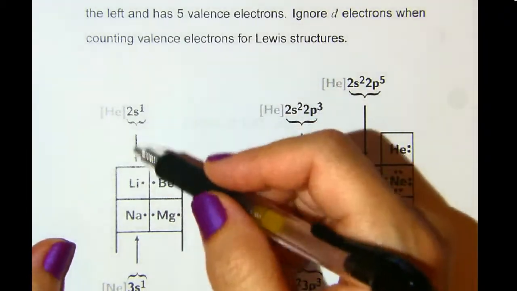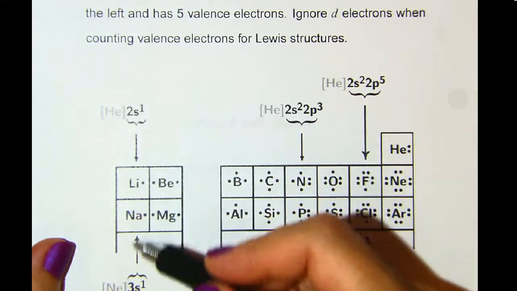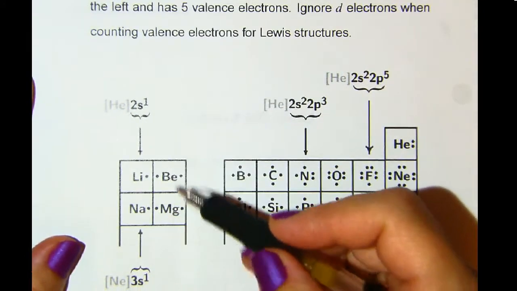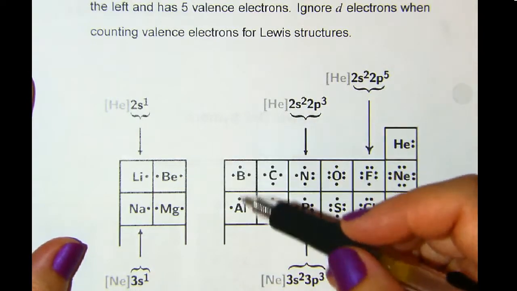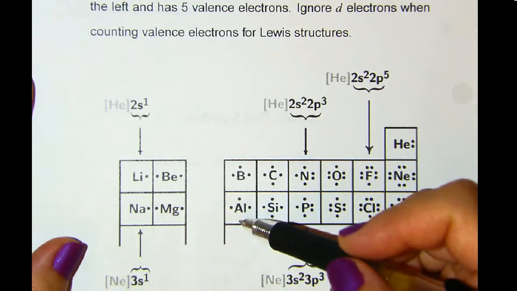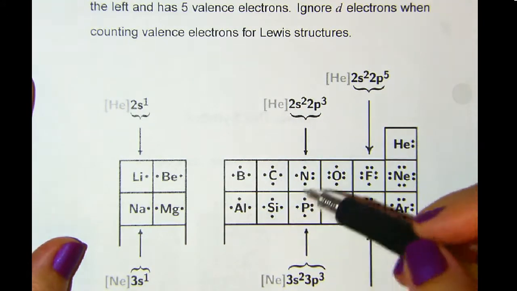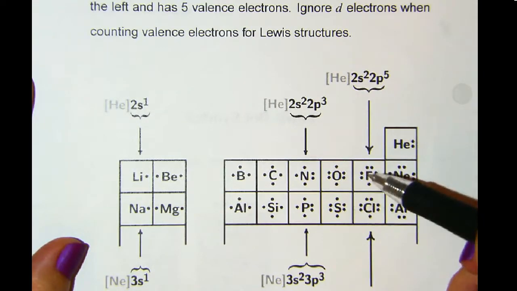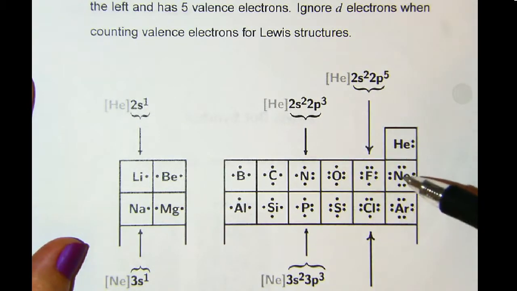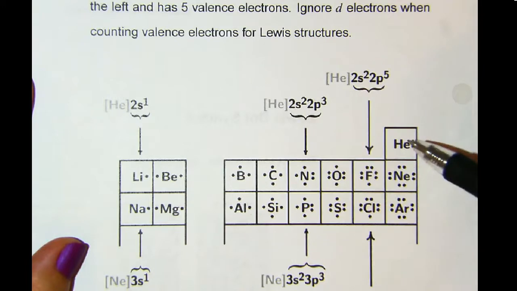So here you have your group 1 alkali metals. They all have 1 valence. Alkaline earth metals have 2. We skip the d sublevel or the transition metals and we go to the boron family, which has 3 valence, carbon family 4 valence, nitrogen family 5 valence, oxygen family 6 valence, halogens have 7 valence, and noble gases have 8 valence, except helium has a full duet with 2 valence.